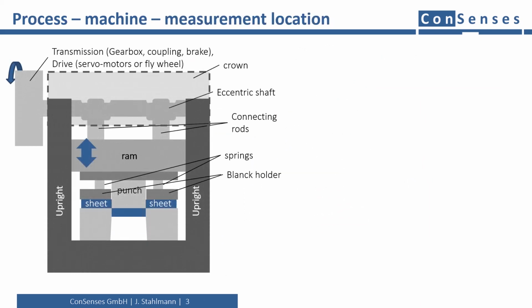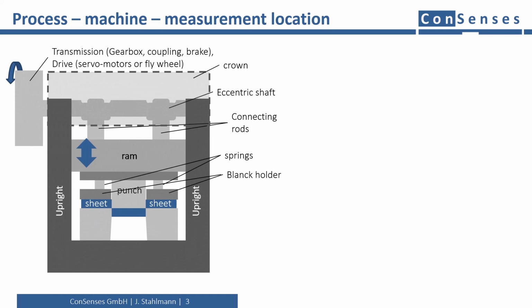A mechanical press applies a defined movement of the ram in the most simple way by rotation of an eccentric shaft, which is connected to the ram by connecting rods. In blanking, a punch cuts sheet material. Typically, tools are rather closed, so you are not able to see the process.